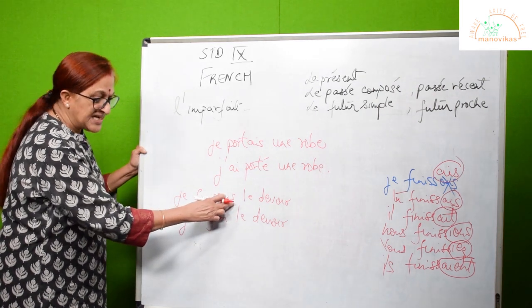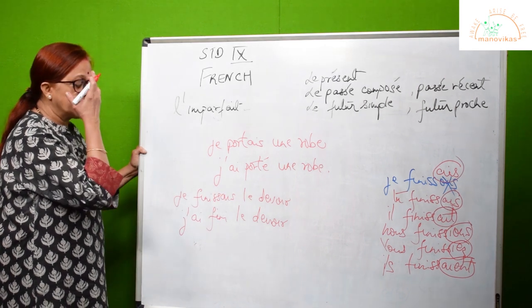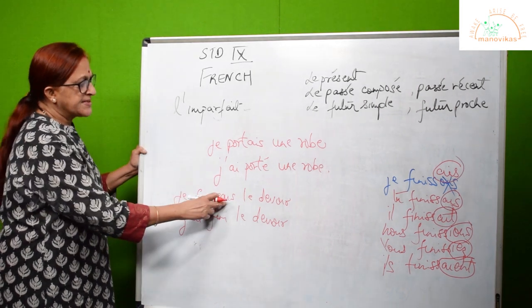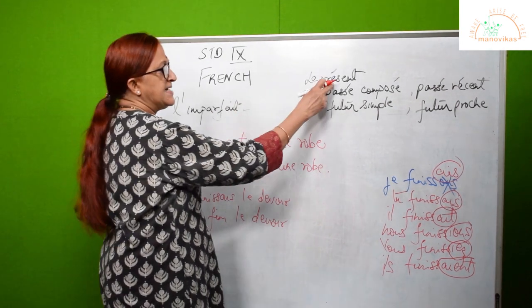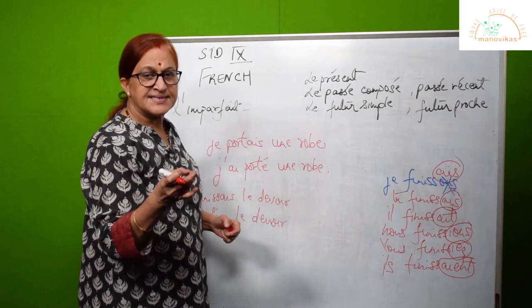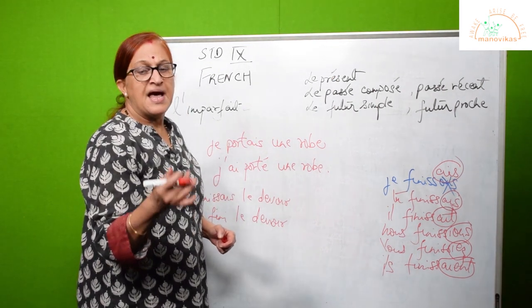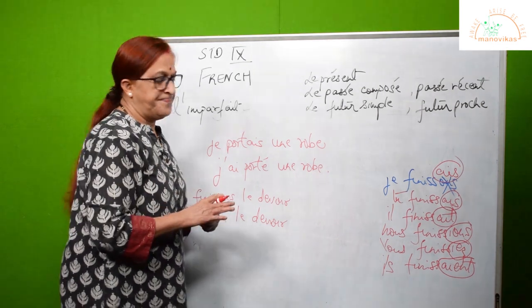When the action is still continuing, you are talking of an action in the past. The action happens to continue. You use imperfect. How do you form the imperfect? You take the present tense nous form, cut off the ONS and add AIS, AIS, AIT, IONS, IEZ, AIENT.